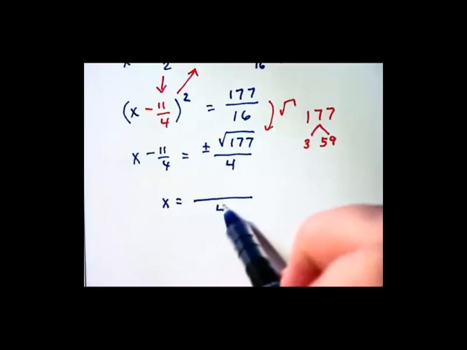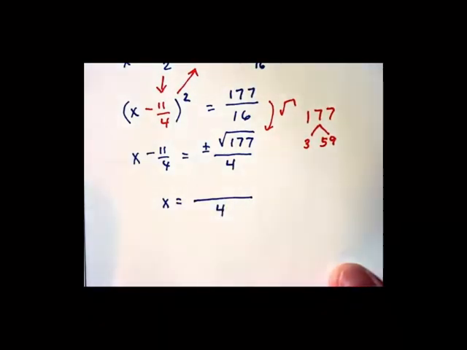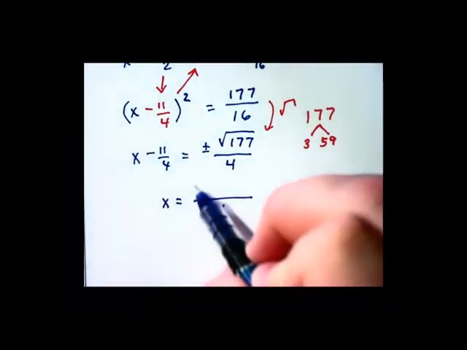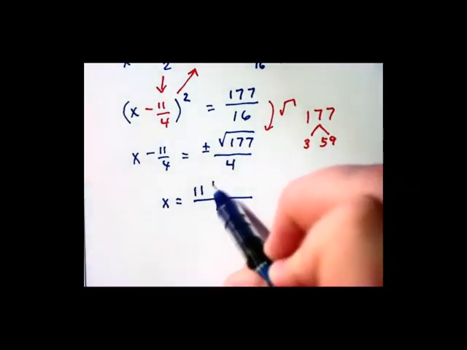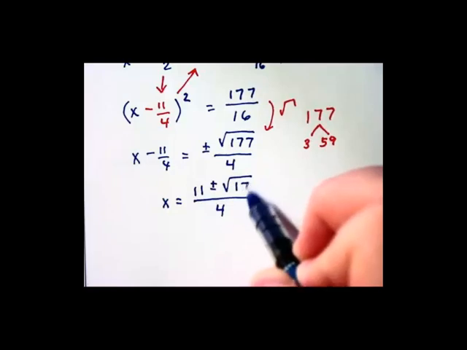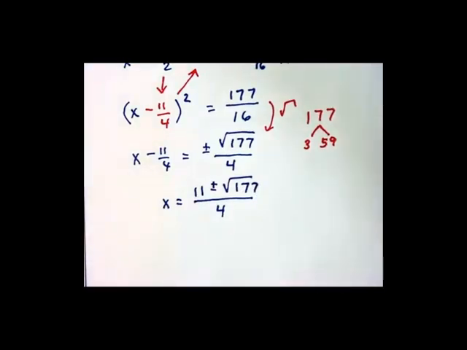We notice we have a common denominator on both sides. We can add 11 fourths to both sides, and we're going to have positive 11 plus or minus the square root of 177 all over 4. Which is a little bit messy, but correct.